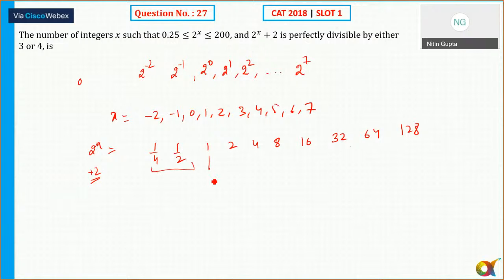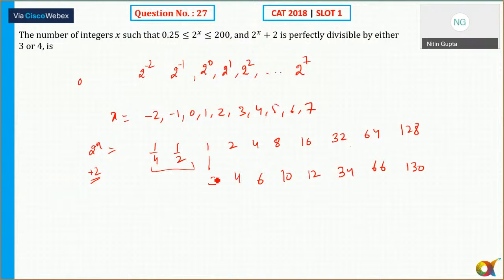So 1 plus 2 is equal to 3. 2 plus 2 is 4. 4 plus 2 is 6. 8 plus 2 is 10. 10 plus 2 is 12. 32 plus 2 is equal to 34. 64 plus 2 is 66. 128 plus 2 is 130. Then it is perfectly divisible by either 3 or 4.